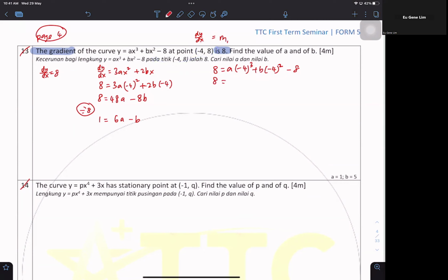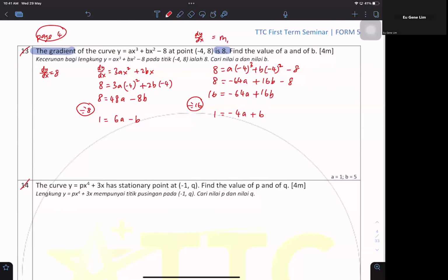-4 power 3 is -64. -4 power 2 is 16. Then the -8, you bring over, +8. 8 plus 8, 16 also. Can divide 16: 16 divided by 16 is 1, -64 divided by 16 is -4a. This one, b. Enough already.